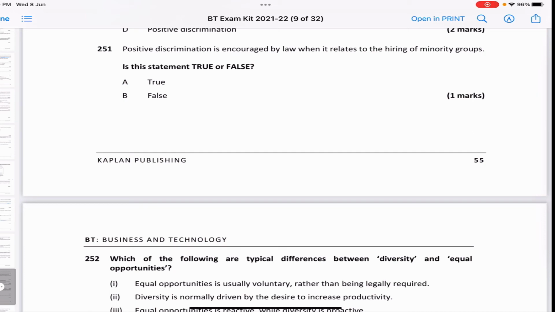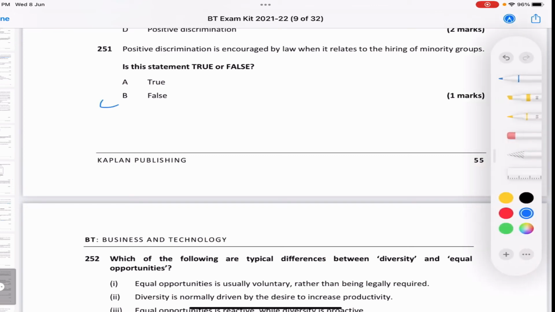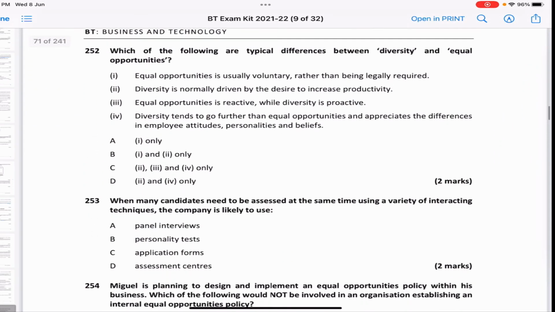Positive discrimination is encouraged by law when it relates to hiring of minority groups. Positive discrimination is typically illegal. Which of the following are typical differences between diversity and equal opportunities? Equal opportunities is usually voluntary rather than being legally required. No. Diversity is normally driven by the desire to increase productivity. Equal opportunities is reactive, while diversity is proactive, diversity tends to go further than equal opportunities and appreciates the differences.